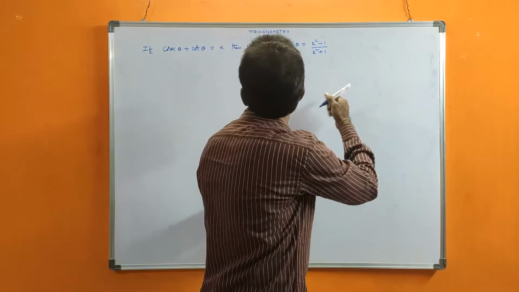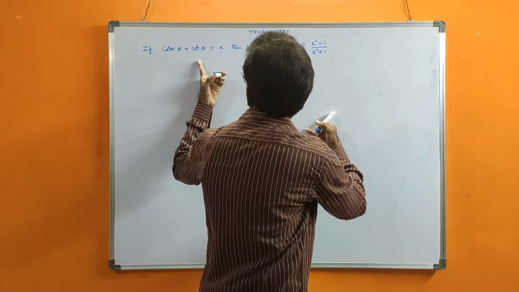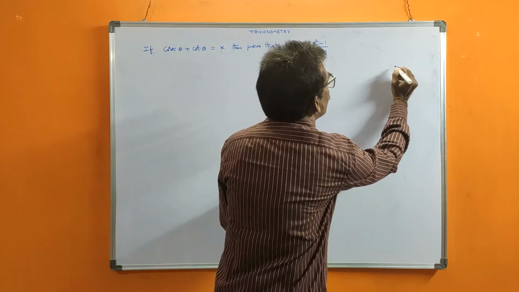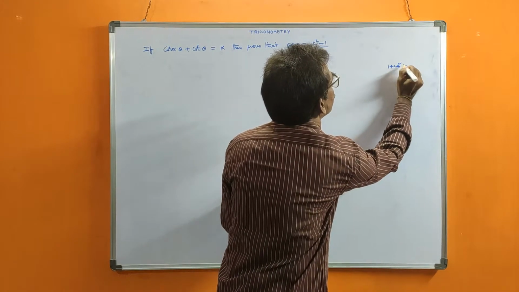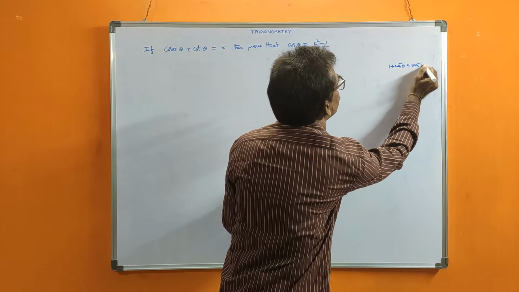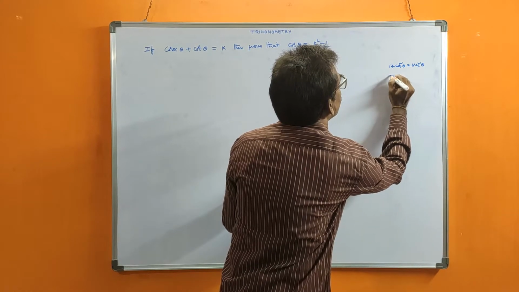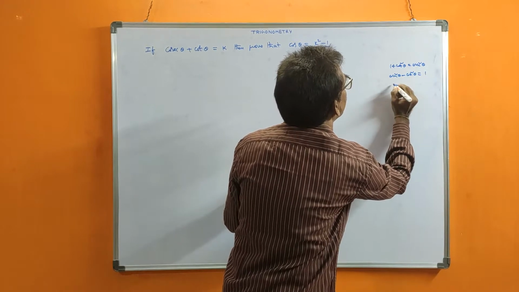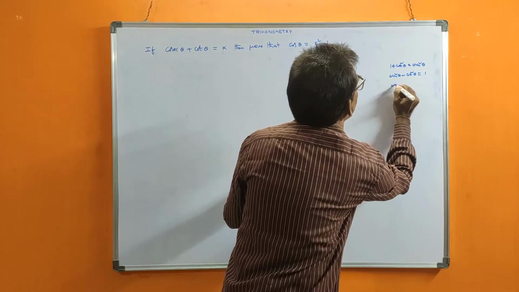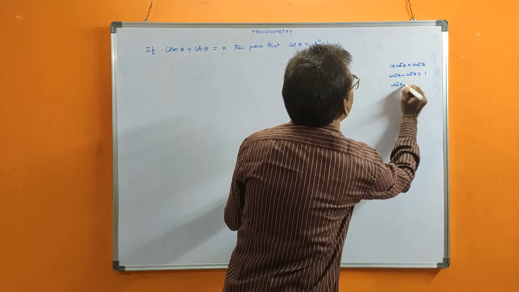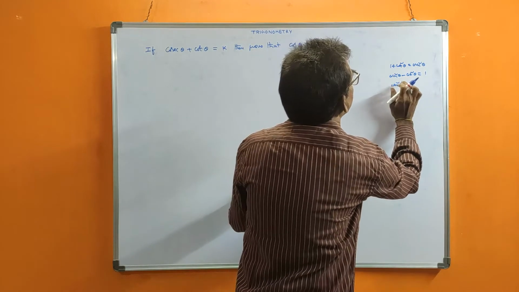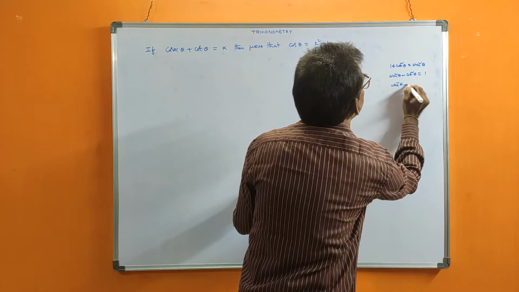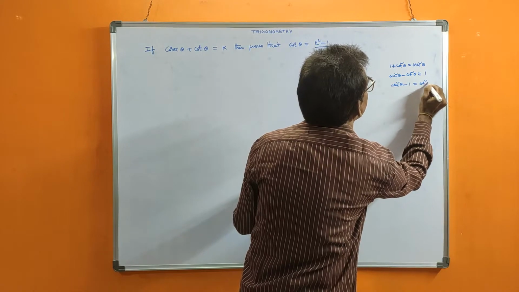because this is about cosecant and cot, I am writing the related basic identities. That is, 1 plus cot square theta is equal to cosecant square theta. Cosecant square theta minus cot square theta is equal to 1. Cosecant square theta minus 1 is cot square theta.